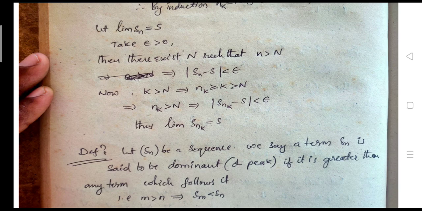Now we take one important definition. Let S_n be a sequence. A term S_n is said to be dominant if it is greater than any term which follows it, that is, m greater than n implies S_m is less than S_n.